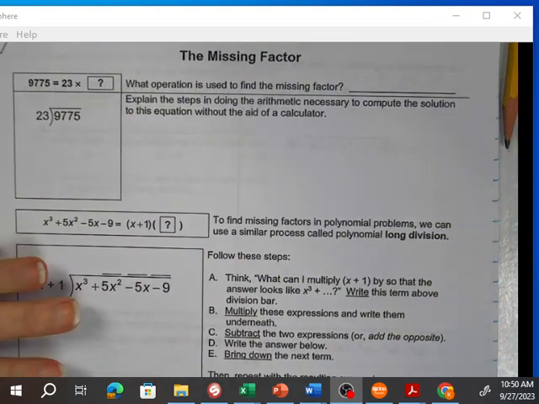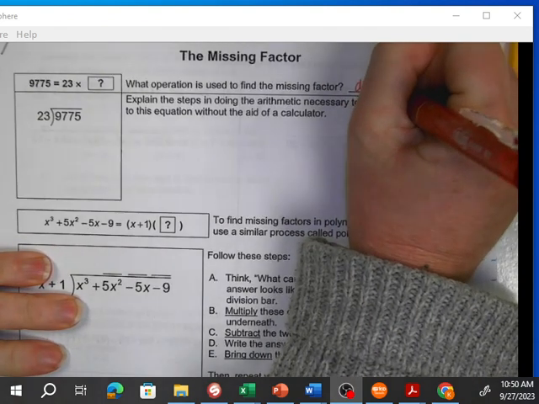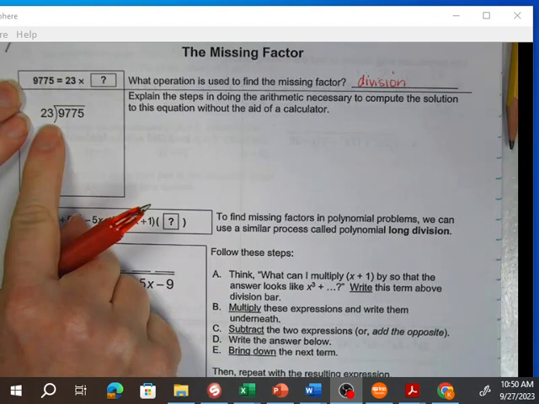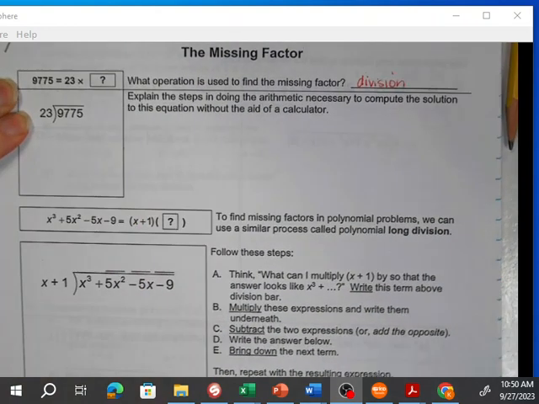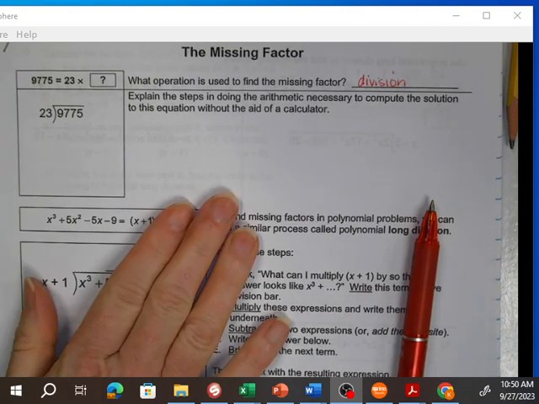You would divide by 23. Yeah, you would divide by 23, so I'd use division. So in order to find missing factors, we divide. So let's do a little old school division here. 23, okay, so y'all remember how to do this? How to old school long divide?